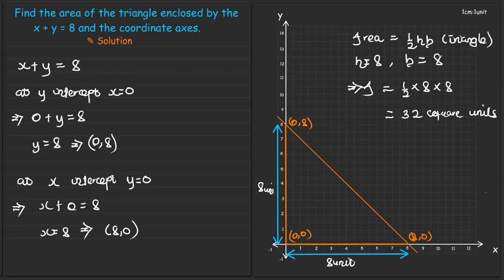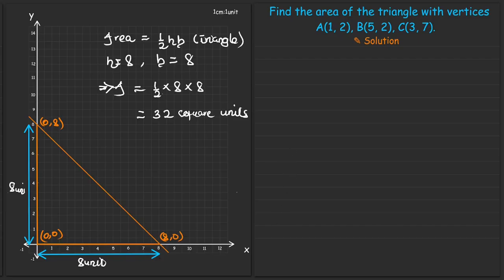In this first example, you see we didn't even need the shoelace method. Let's look at our second example. So in our second question here, it says you have to find the area of the triangle with vertices A is what? 1, 2, B is 5, 2, and then C 3, 7. We want the area of this triangle.